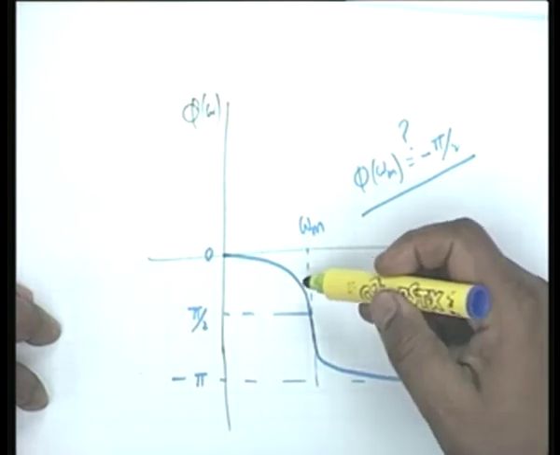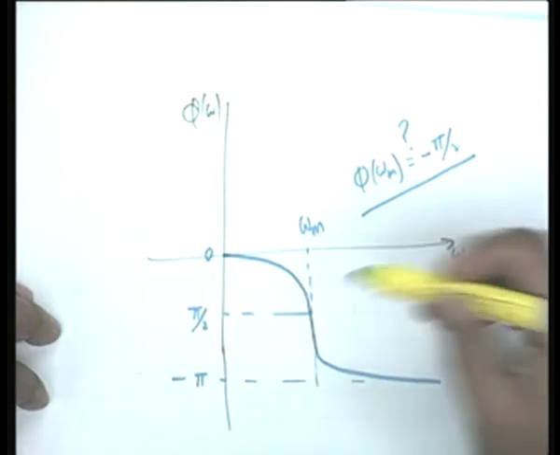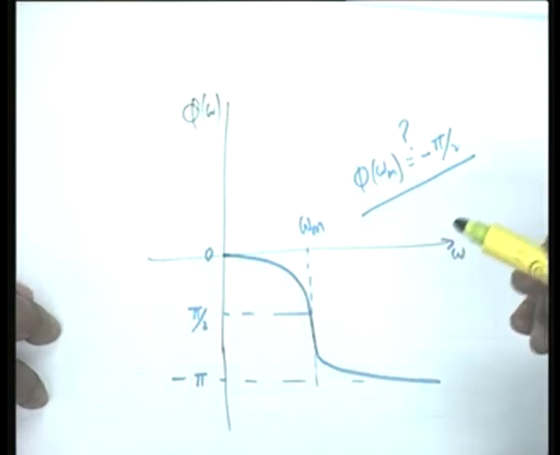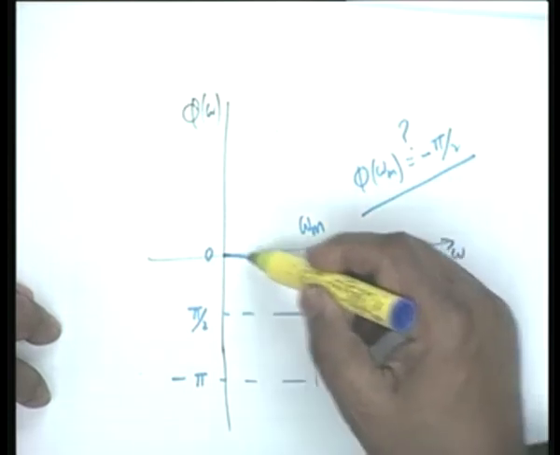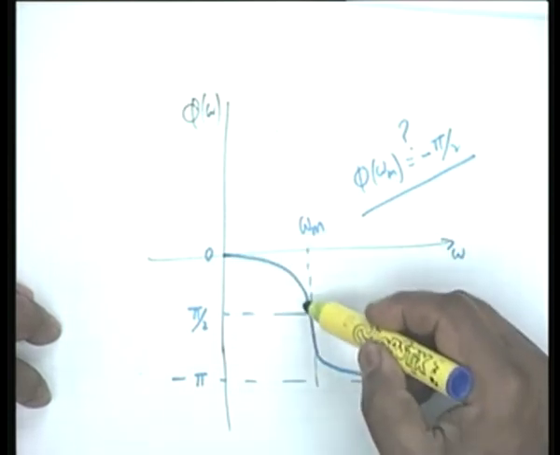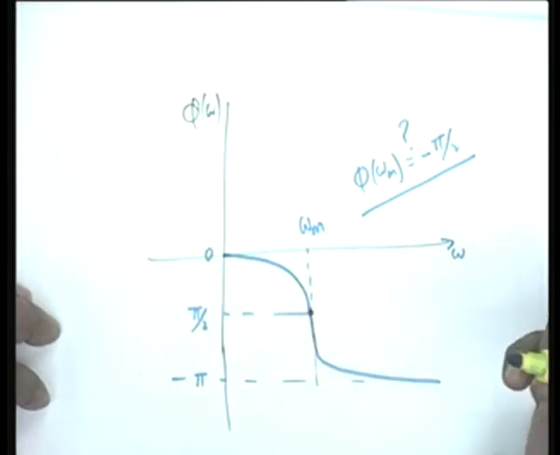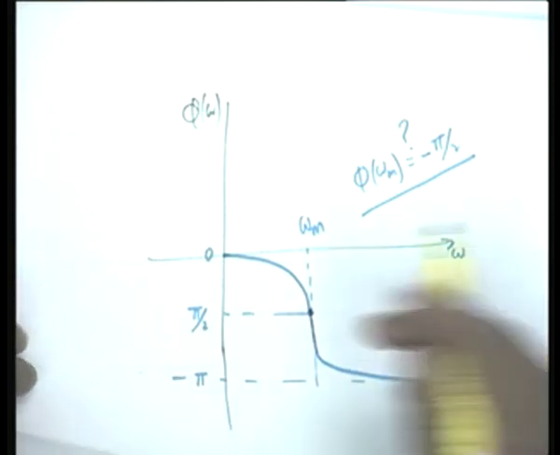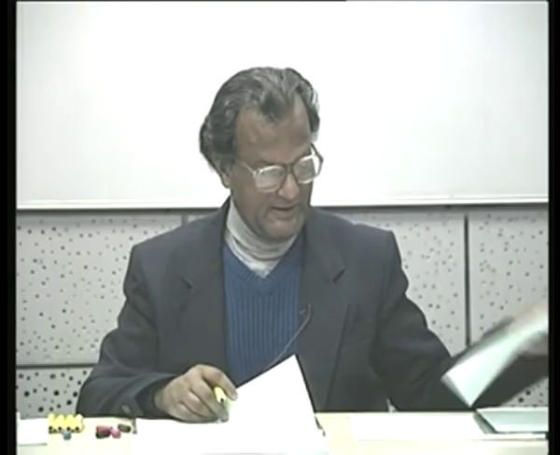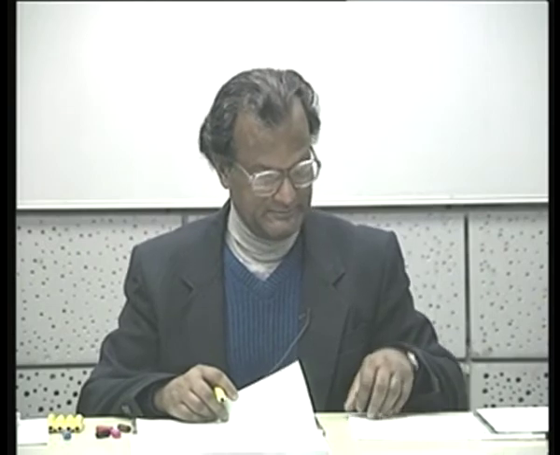Definitely the rate of change of phase is the highest at omega equal to omega m. That is, if you take the slope of this curve, the slope is highest at this point. The rate of change of slope is the highest at this point. Okay, that is as regards the phase response is concerned.